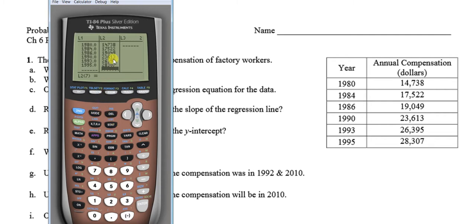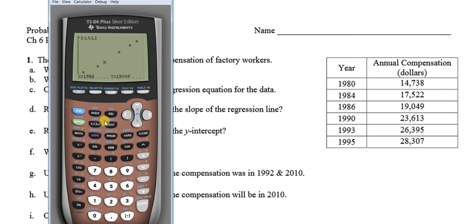And just to show you quick how you could plot this on a scatter plot, you hit second, stat plot, you turn the graph on, and the second type there is the scatter plot. List 1 and list 2. I want to make sure my y equals is empty, which it is. And then zoom, and the number 9 will be a graph with the right window. And there's my scatter plot. I can hit trace and then go from point to point. 1986 is 19,049, as you can see over here.